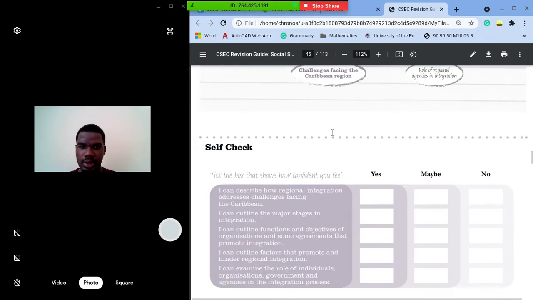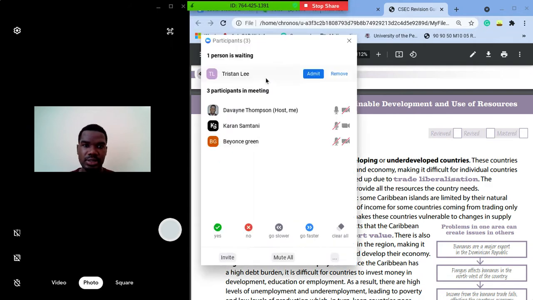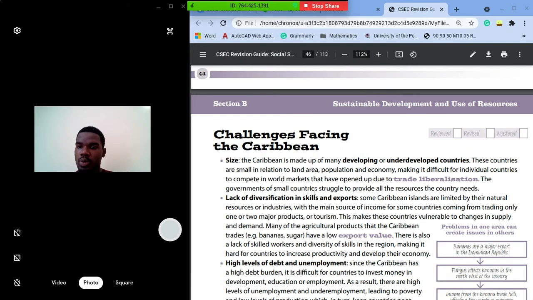Alright? So the first thing we understood was that there are some challenges of being in the Caribbean. Jamaica faces challenges because of its size, its population, and its underwhelming economy. Now due to this, we are having issues competing with the world market. We can't compete with China, for example, with producing or manufacturing. So they have come up with trade liberalization where smaller countries are able to compete on the world stage, because they struggle to provide all the resources that they need.